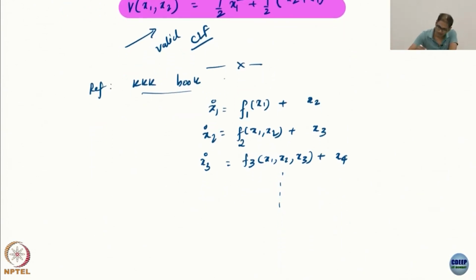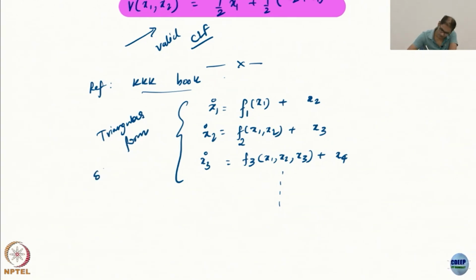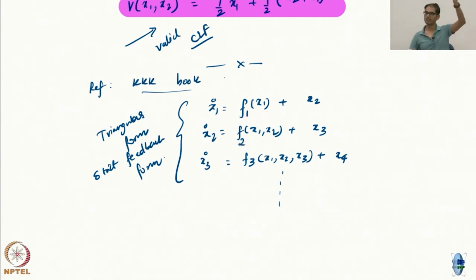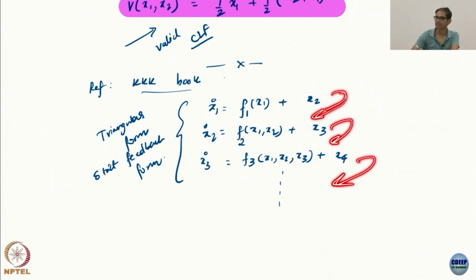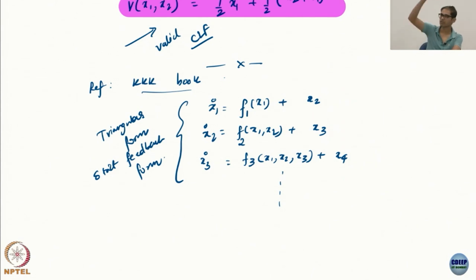But these kinds of systems are called triangular form, or I think also strict feedback form. Why? Because you can see what's happening, right? These drifts are depending only on the previous states, and the additional terms are depending on the next state. This is controlled by this guy, this is controlled by this guy, this is controlled by this guy, and up. So backwards you keep designing, right?